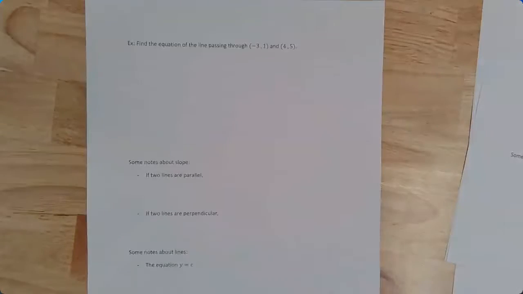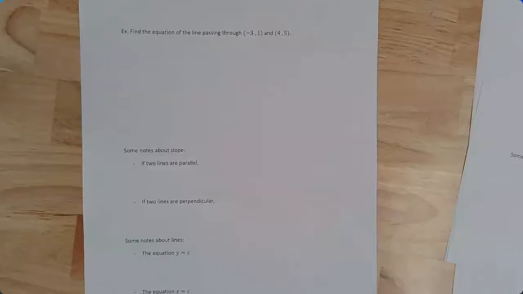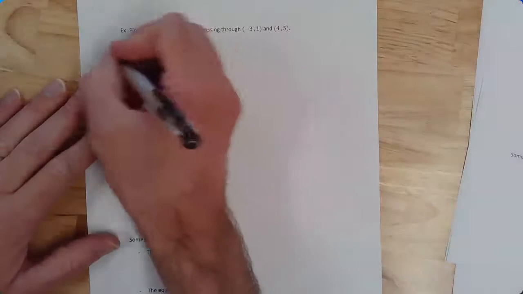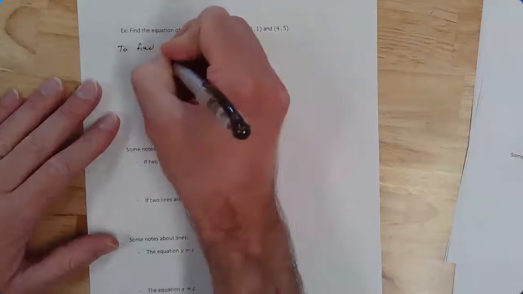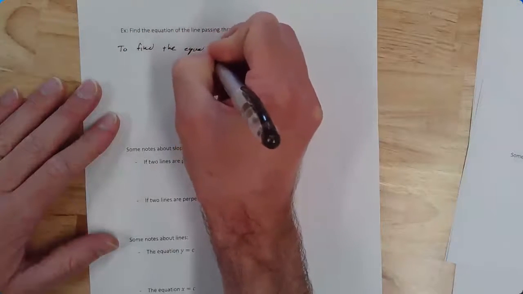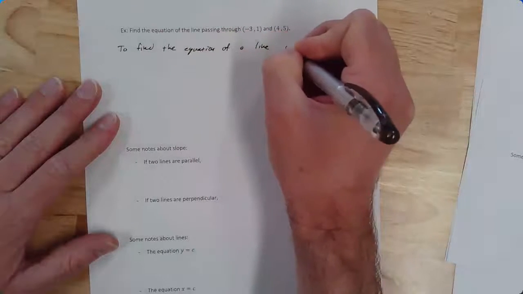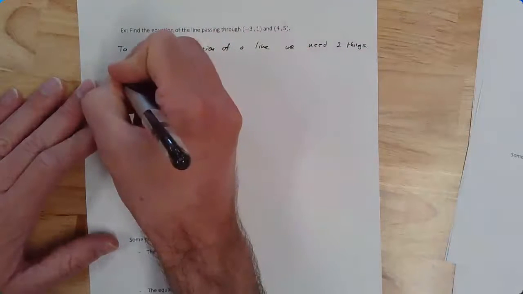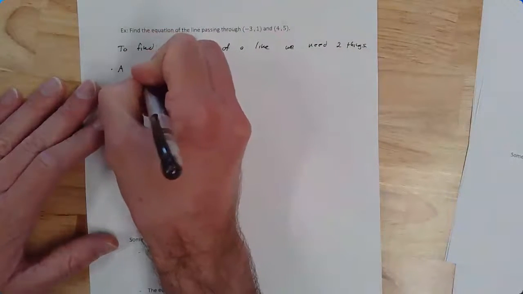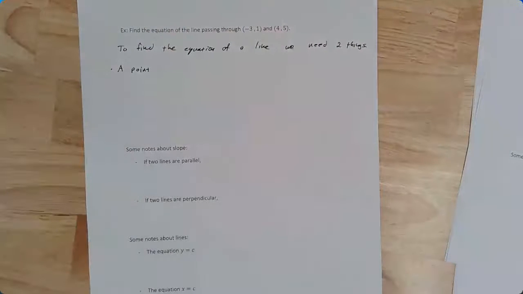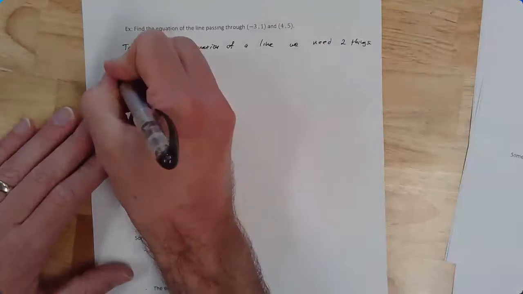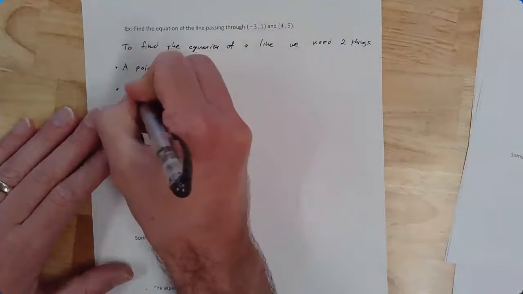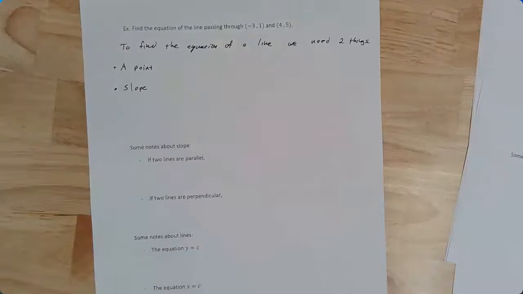All right. So how do we find the equation of a line? Well, to find the equation of a line, we need 2 things. We need a point. Any point will do. The y-intercept would be best, but if we don't have it, that's fine. And we need the slope. So we've got a point already. We've actually got 2 points. You can pick either one. So point, check.